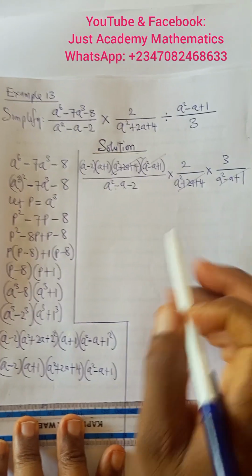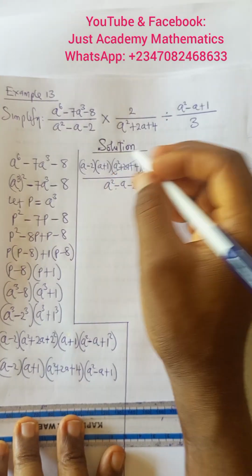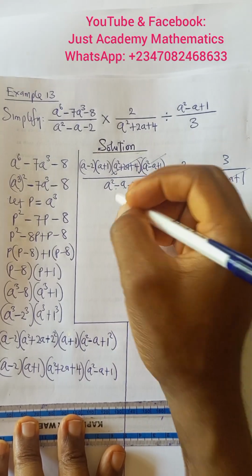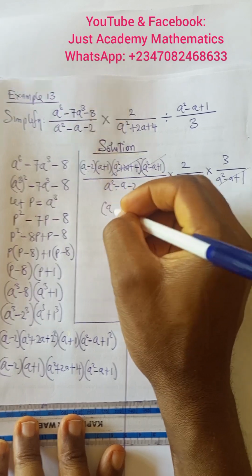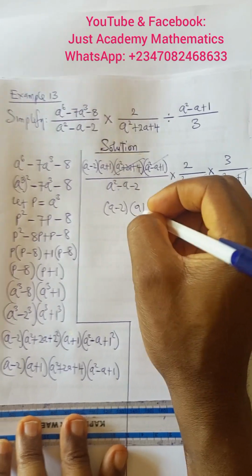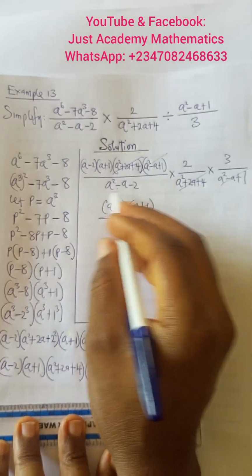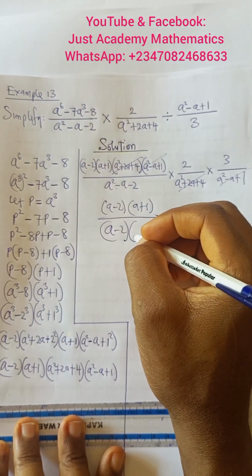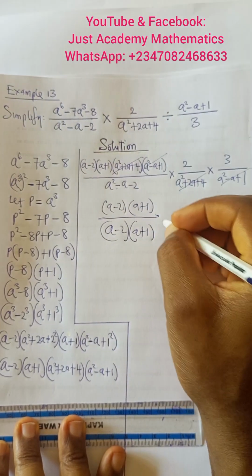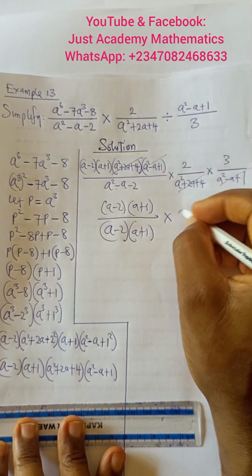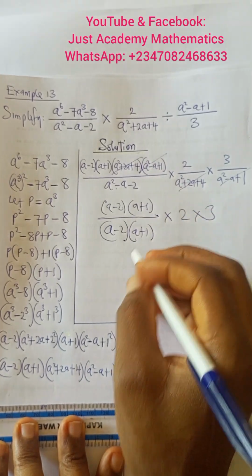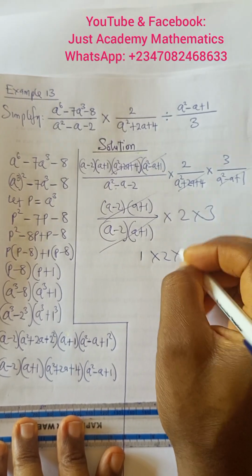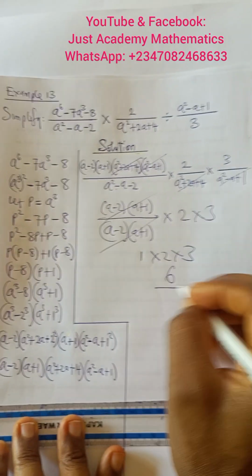The answer is 6, but let me write it out. What I'm saying is that if you open this bracket, you get this. If you factorize this, it is (a minus 2)(a plus 1) over, and if you factorize this one, you still get (a minus 2)(a plus 1). Then times what? We have cancelled out this one. Times 2 times 3. So this will cancel this to give you 1. That is 1 times 2 times 3. So the answer is still 6.